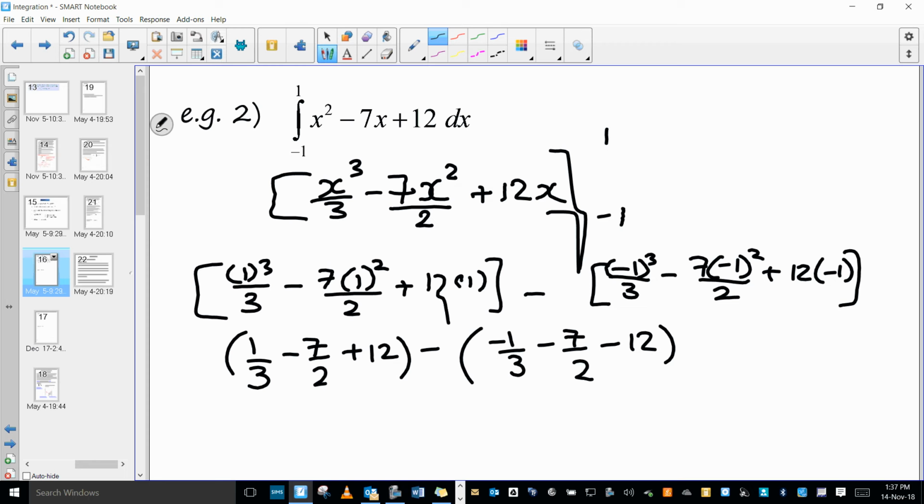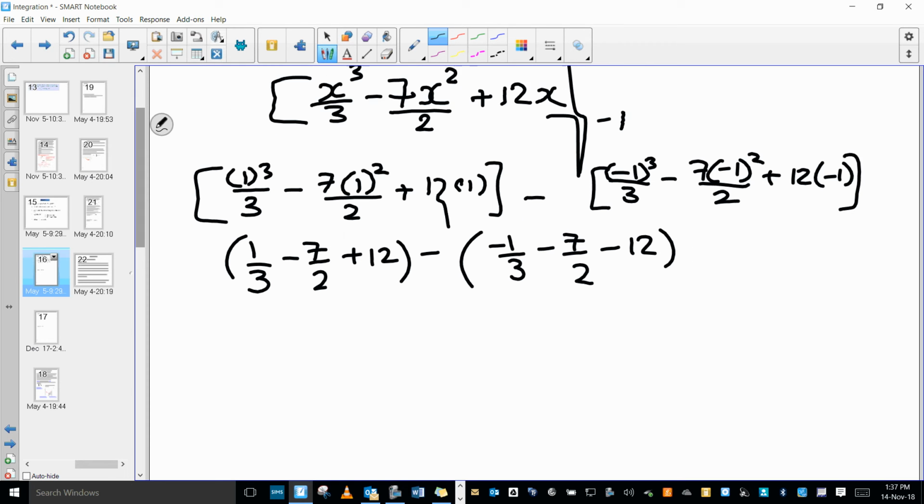Okay? Now, rather than work out what each bracket is, we want to recognize, especially in this situation, we've got some similar numbers here. We've got negative 7 over 2, and we are subtracting negative 7 over 2. So that cancels out. So actually what we can do is just cross those two out. Are you happy with that?